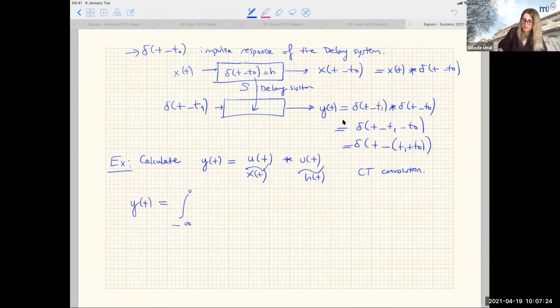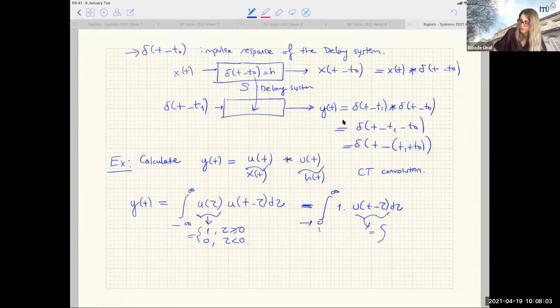Minus infinity to infinity of u of tau times u of t minus tau d tau. Remember what u of tau is: 1 for tau greater than or equal to 0, and 0 for tau less than 0. So I change the integral's bottom limit to 0. This is the integral of 1 times u of t minus tau d tau. Now do the same thing: this is equal to 1 for t minus tau greater than or equal to 0, and 0 otherwise, right?